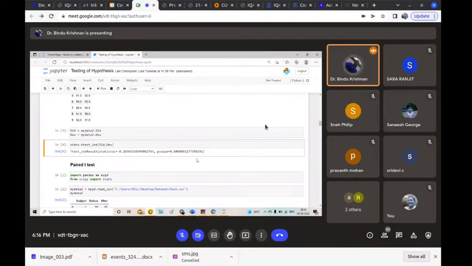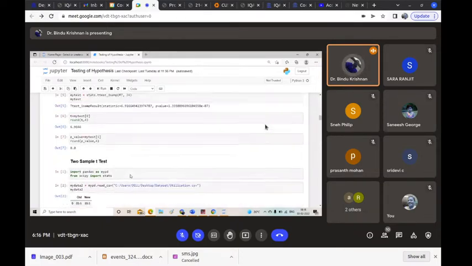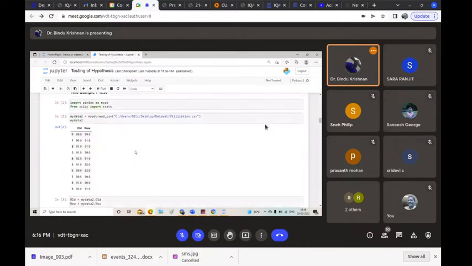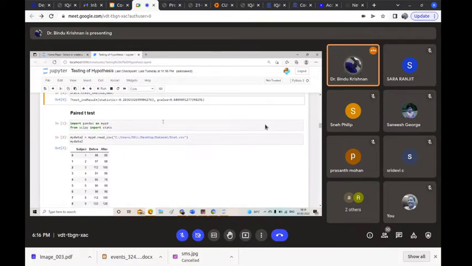So that is why we reach the conclusion. Now, similar to this two sample independent test, one more test comes under this t-test: the paired t-test. I mentioned one example yesterday.